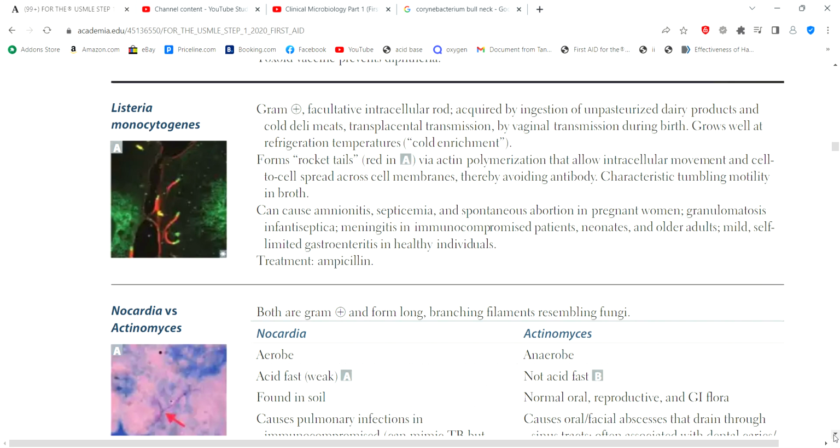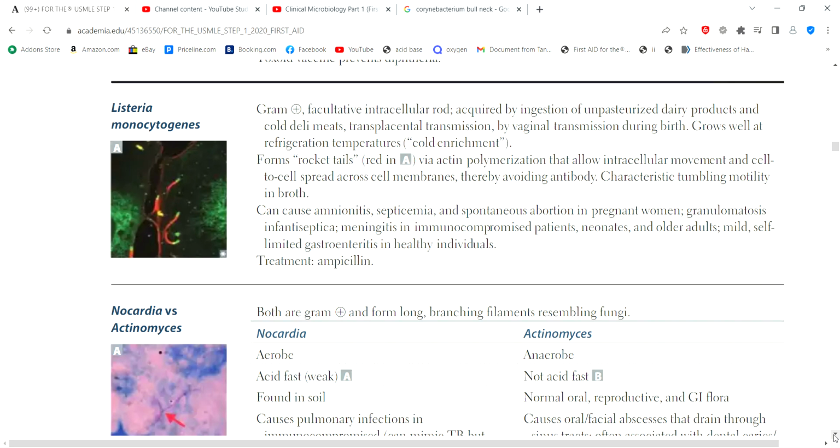the antibody. Characteristic tumbling motility. Remember tumbling motility. Characteristic tumbling motility in broth. It can cause amnionitis, septicemia, and spontaneous abortion in pregnant women, granulomatosis infantiseptica, meningitis in immunocompromised patients, neonates, and older adults, and mild self-limited gastroenteritis in healthy individuals.